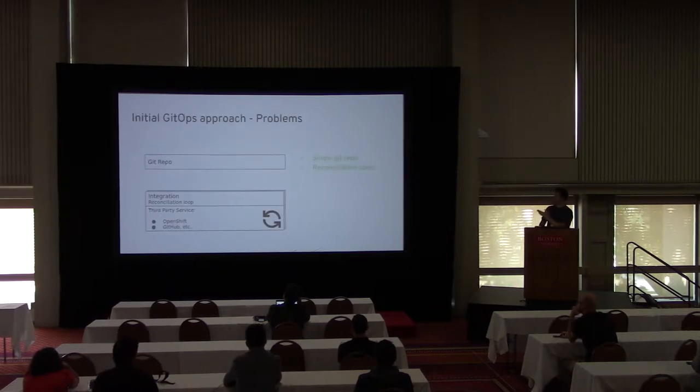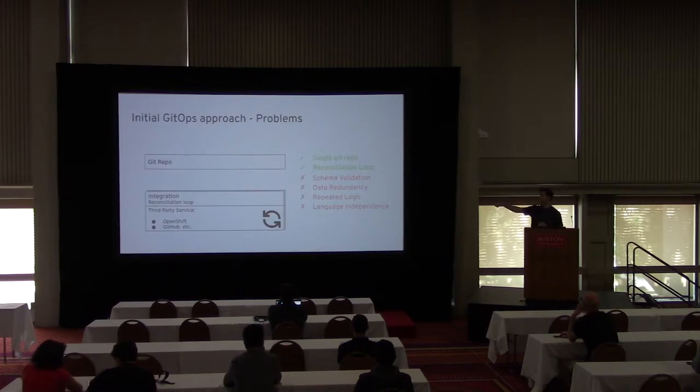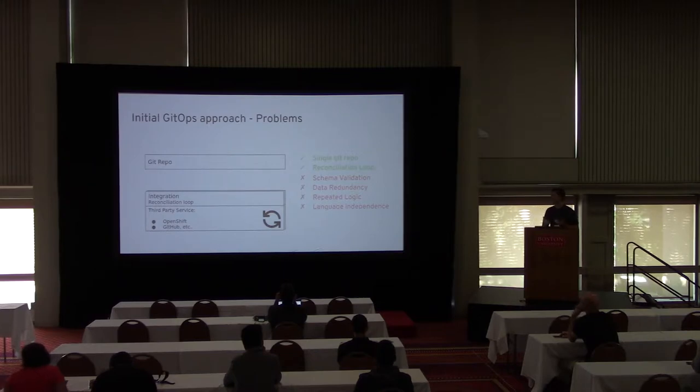So this is what we wanted to do, and this is what we wanted to translate to the GitOps world. We were on a good track, single Git repo, reconciliation loop, but we found 4 big problems. The first thing is schema validation. I will talk about this in the next slide. And then we have 3 interconnected problems, which are data redundancy, repeated logic, and language independence. We found that the integrations repeated a lot of code, where there was a lot of logic that was simply reading from the Git repo, loading the files, stuff that didn't provide any value.